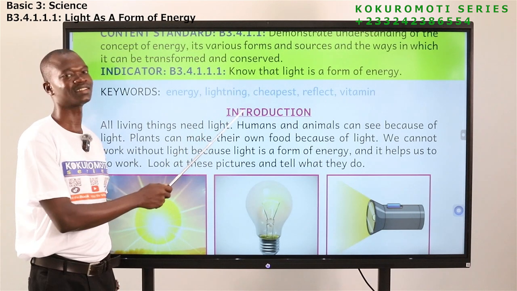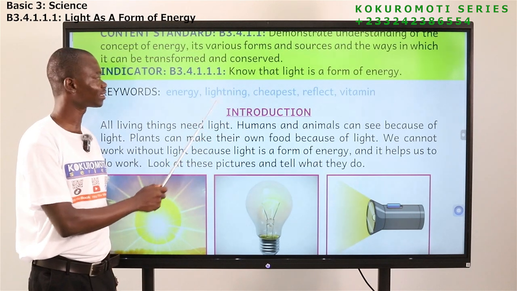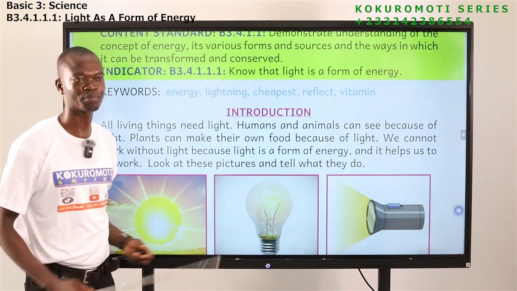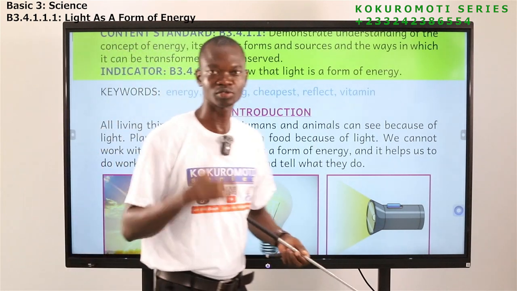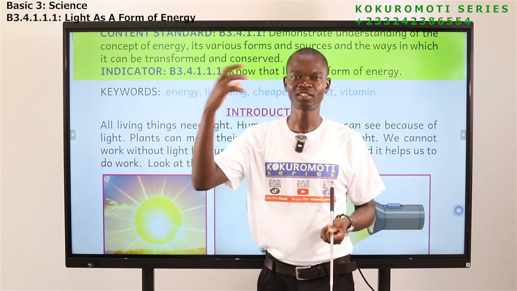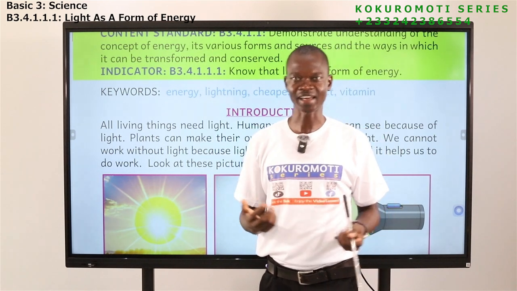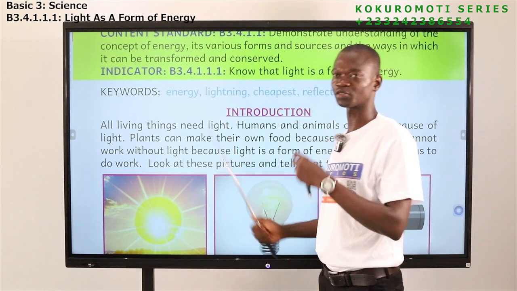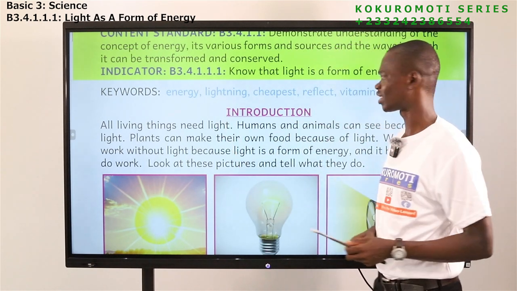The next one is lightning. This thing happens when it is raining. When it is raining, you see some flashes of light in the sky. We call it lightning. As we move on, you get to know what I'm talking about.